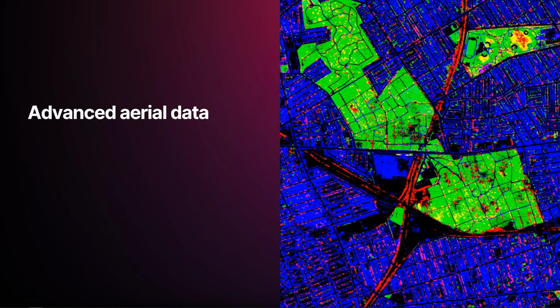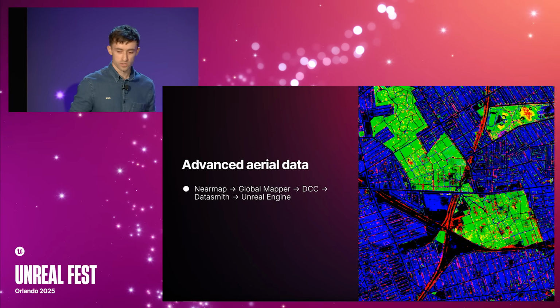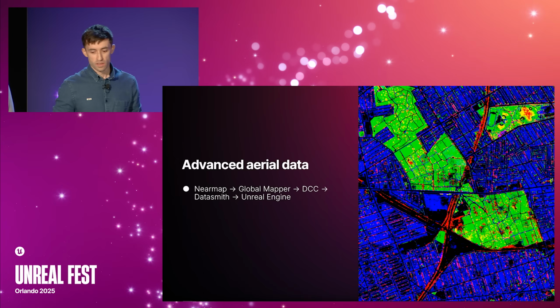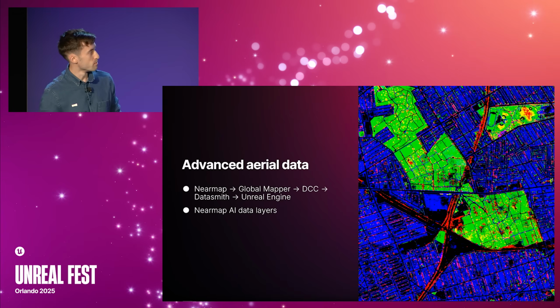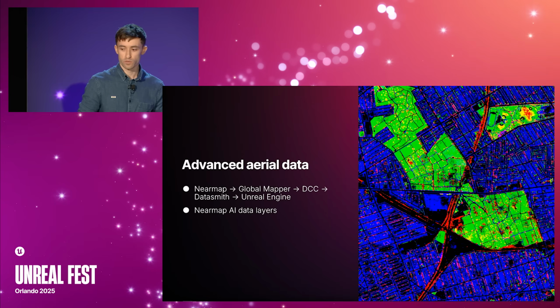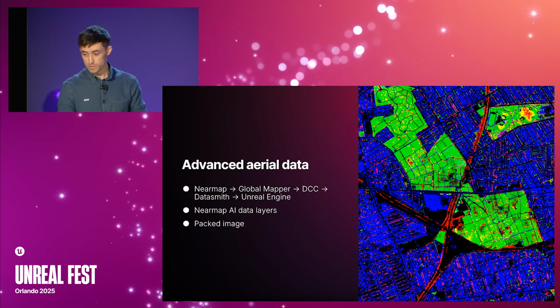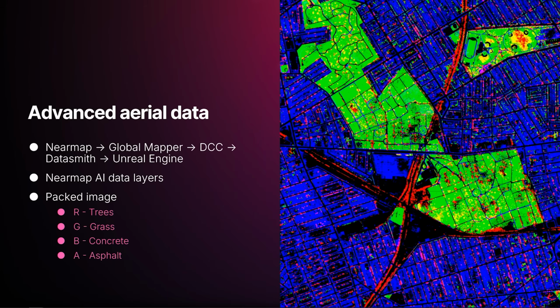OK, so Daniel already kind of touched on our aerial data and how we import it. So this is the process. We get everything from Nearmap. So this is all of our terrain data. We have the color maps and also data maps. Everything is projected in Global Mapper, and then that goes to the DCC, and then from Datasmith to Unreal. So we use AI data layers from Nearmap to capture other components of the scene. For example, on the right image here, we have trees, grass, asphalt, and concrete, and those are packed into an RGBA image. We found these to be the most useful ways of being able to utilize data inside a blend material, and I'll show you this process here.